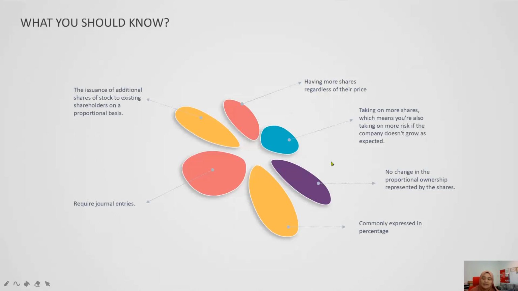Regardless of the increased number of additional shares, there is no change in terms of the proportional ownership, or in terms of the fair value of the firm or the company's value. And they also require certain journal entries related to the transaction of issuing shares as a dividend.